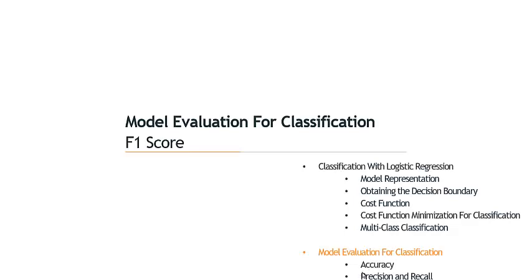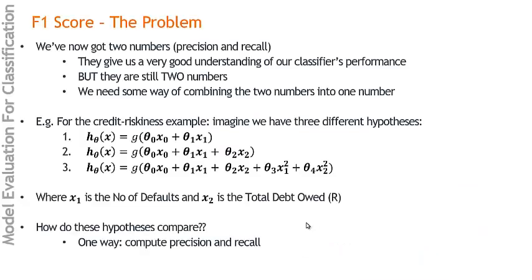Precision are the instances that I've determined as positive, likely to be positive. Recall are the instances that are positive, that are out there, likely to have been classified as positive. So these are two different issues. You get two different measures, and let's do some comparisons here.